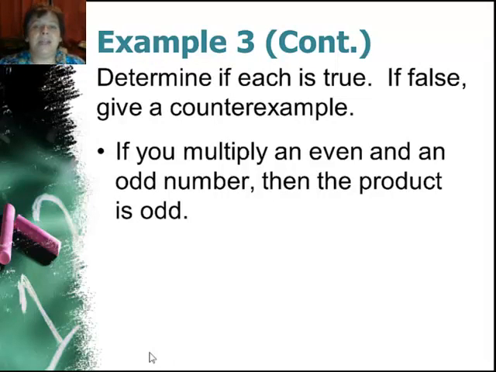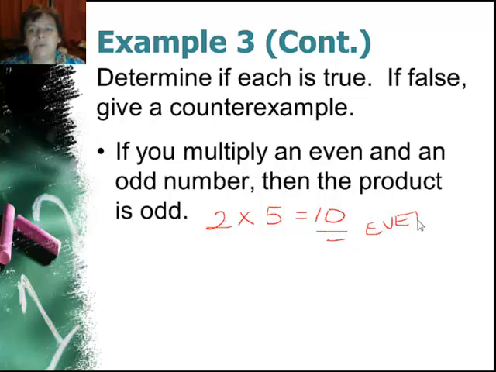If you multiply an even and an odd number, then the product is odd. Let's say 2 times 5 is 10. Wow, I didn't have to get very far at all, did I? 2 times 5, that's 10. That's even. I don't have to keep doing this. I only need one counterexample. So I can say this is false.